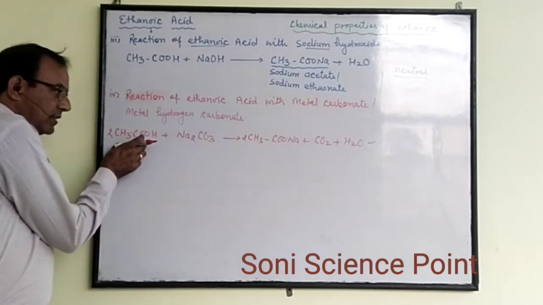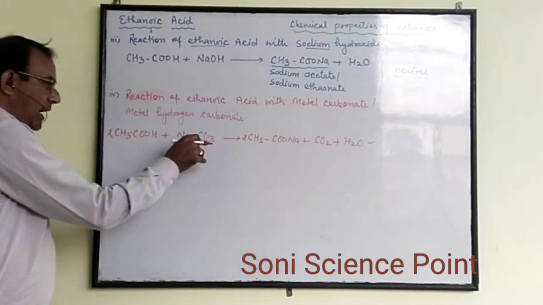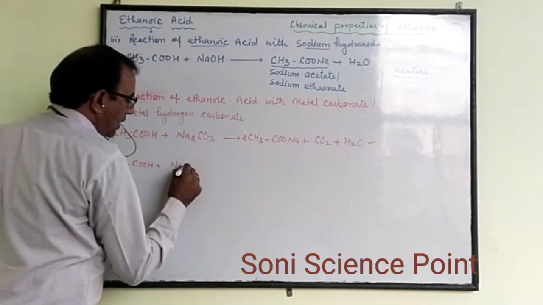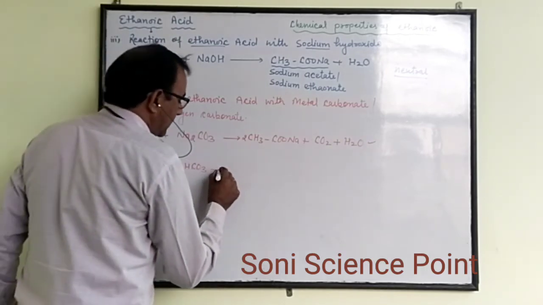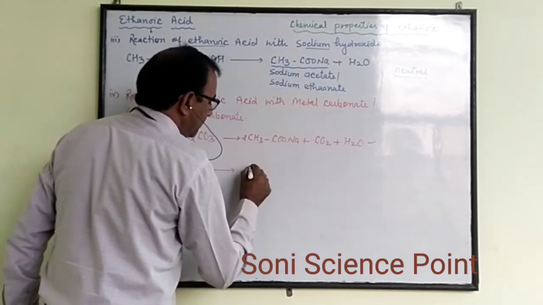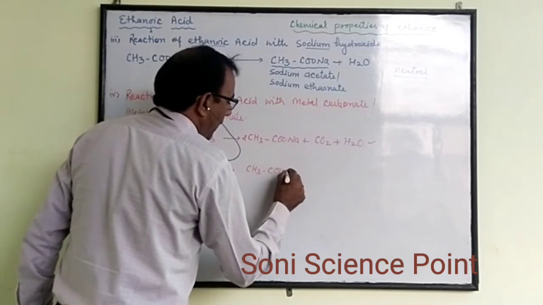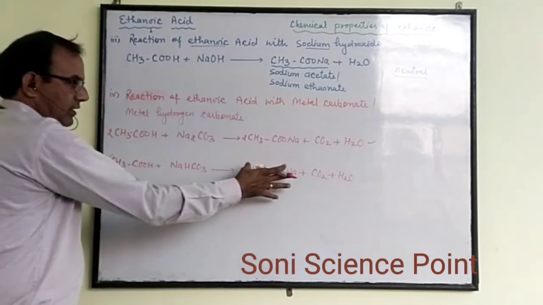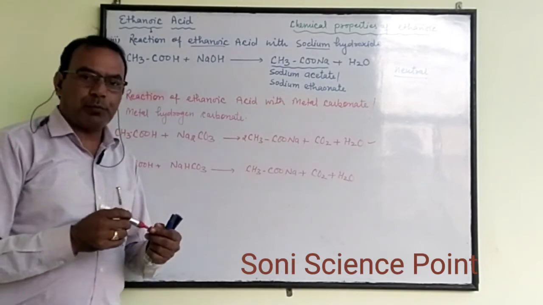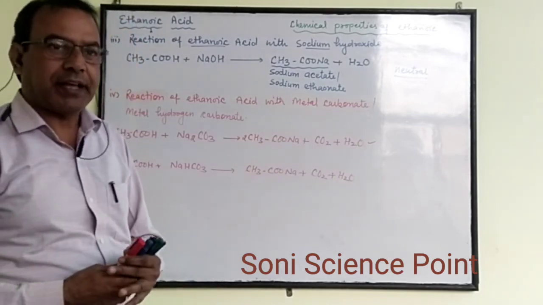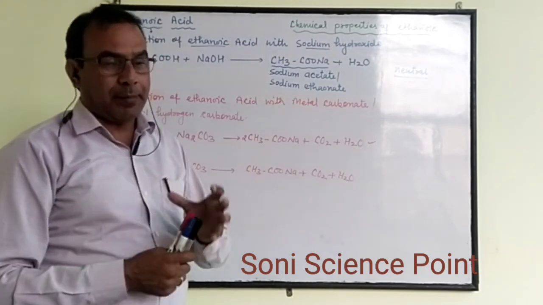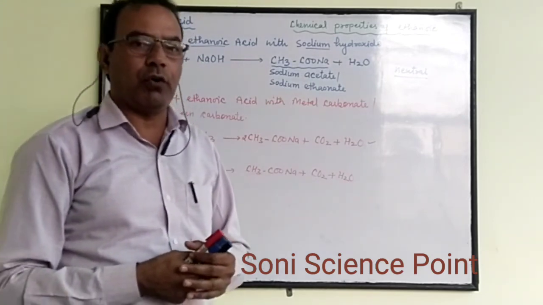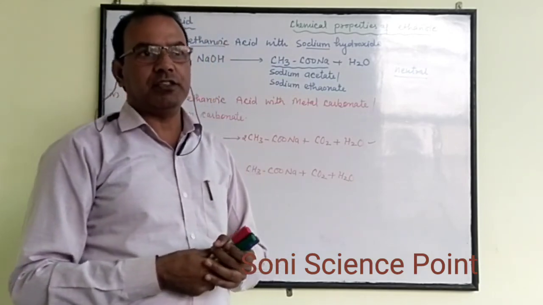In this, ethanoic acid reacts with metal carbonate. And one more, when ethanoic acid reacts with metal hydrogen carbonate, sodium hydrogen carbonate, then the same compound is also formed: CH3COONa plus CO2 and H2O. This chemical reaction is already balanced. These are the chemical properties of ethanoic acid. In the next part we will discuss some chemical compounds of carbon, such as how soap formation takes place, and detergent. What are the uses of soap and detergent? How are soap and detergent used for washing clothes?